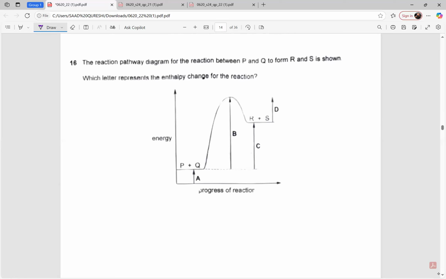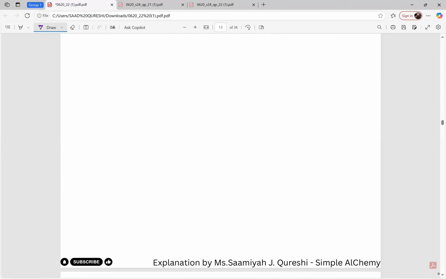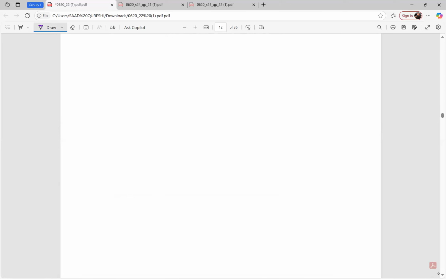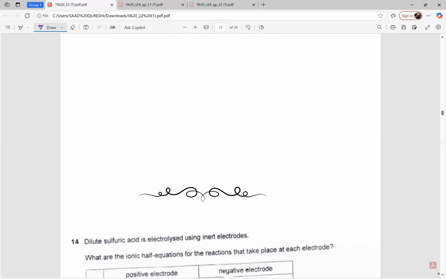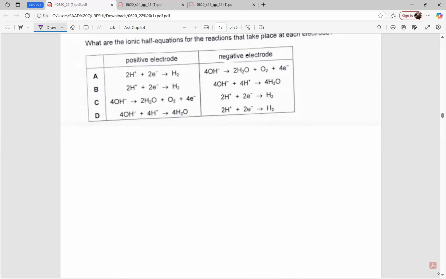The reaction pathway diagram for the reaction between P and Q. Okay, I have missed some questions. Okay, so we are on question number 14 here.